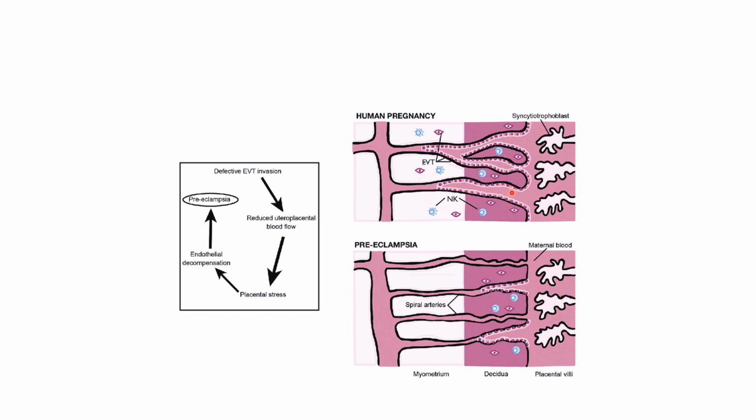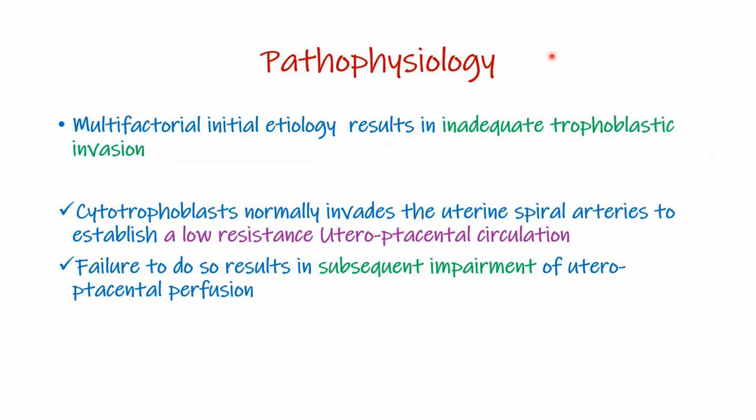So if you know our normal physics, if we have a large lumen, then we are going to have low resistance. However, in preeclampsia, we have inadequate trophoblastic invasion, as you can see here. So therefore, we will have a high resistance uteroplacental circulation, therefore causing preeclampsia. So we continue. So this is just a repetition.